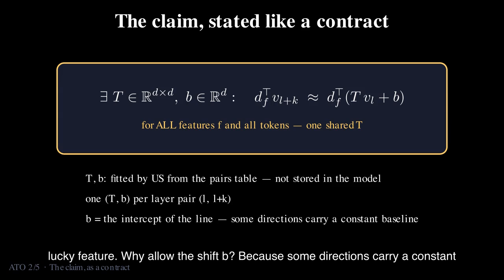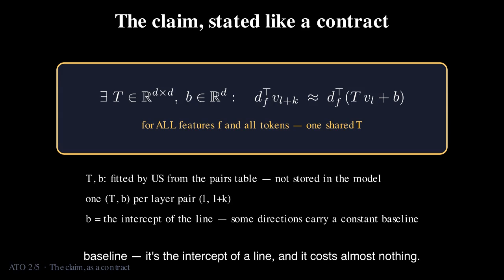Why allow the shift B? Because some directions carry a constant baseline. It's the intercept of a line, and it costs almost nothing.